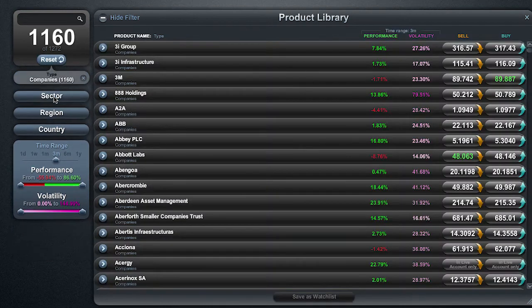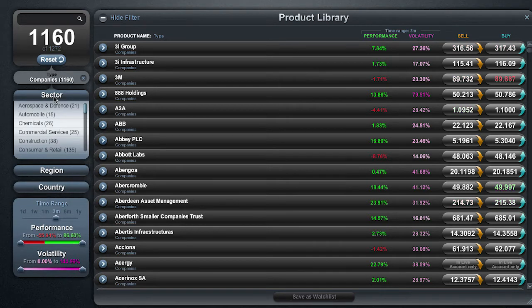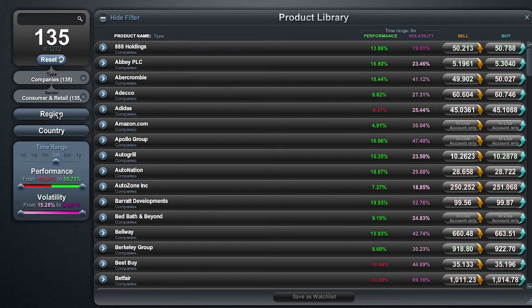So I'll just go ahead and click companies and then have a look at sector. Sector quite simply allows us to look through all the different sectors that all these products trade in and then filter it down that little bit further. If I go down to consumer and retail, for example, this whole list here is then being filtered down that little bit smaller.